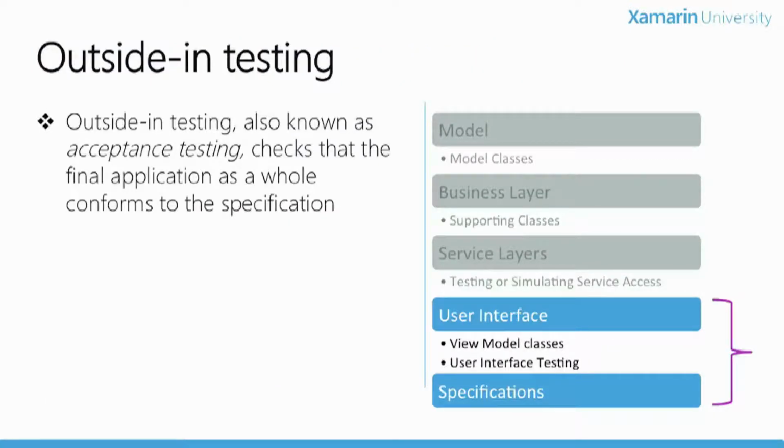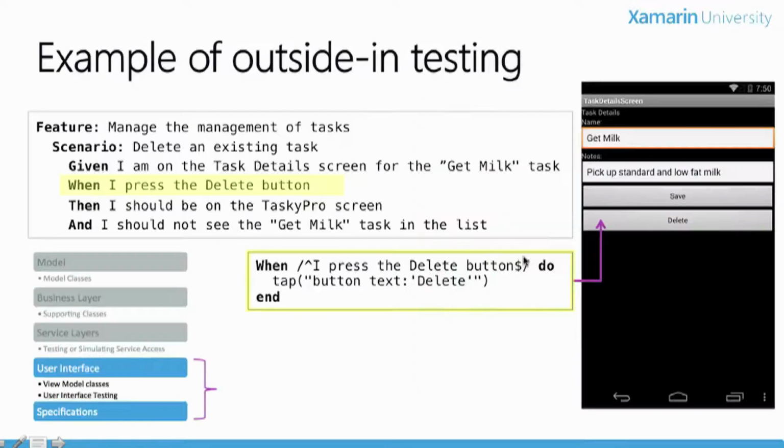Outside-in testing, also known as acceptance testing, checks that the final application as a whole conforms to the original specification. And you can see you're really testing the application at the user interface layer. And in the same way that we need to write test code that tests whether our application works the way we expect through unit tests, the ultimate test, I think, is really whether it works the way our users intended. And this is referred to as behavior-driven development.